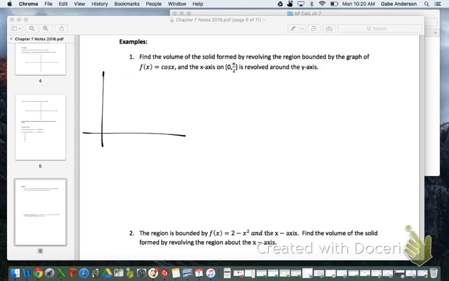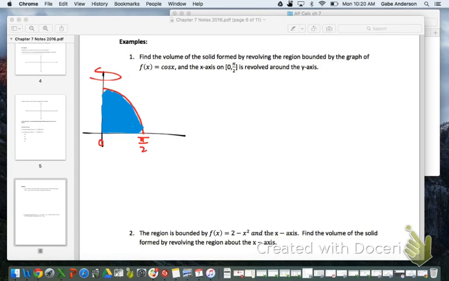So this question says, find the volume of the solid formed by revolving the region bounded by the graph of y equals cosine of x and the x-axis on 0 to pi over 2 when that region is revolved around the y-axis. So I'm going to sketch a graph of this real quick. On the interval 0 to pi over 2, cosine of x looks something like that. So this would be 0, this would be pi over 2. And then the region itself is in here. Again, trying to stay in the lines. It's kind of tough. There we go. So that region is rotated around the y-axis.